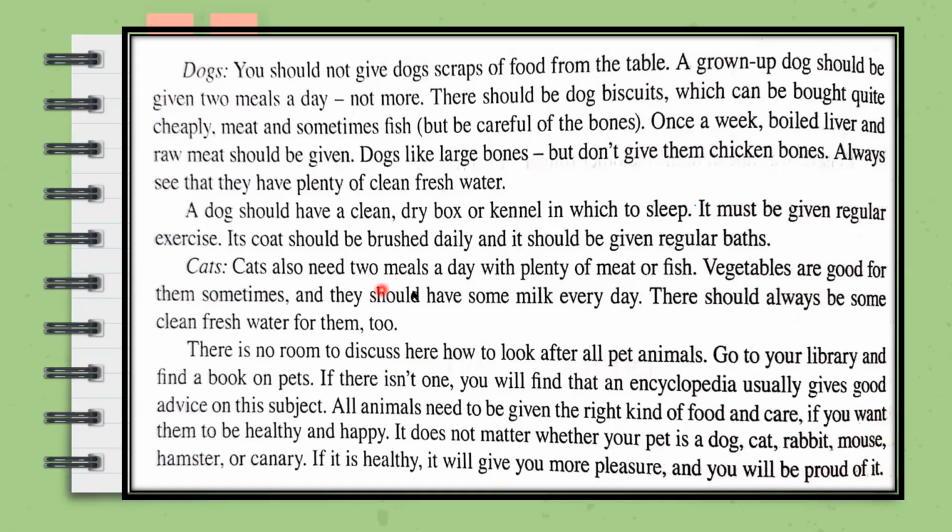Cats also need 2 meals a day with plenty of meat or fish. They need plenty of meat or fish, but how many times a meal? 2 times, 2 meals a day. Vegetables are good for them sometimes, and they should have some milk every day. Milk should be given to cats every day. There should always be some clean, fresh water for them too.